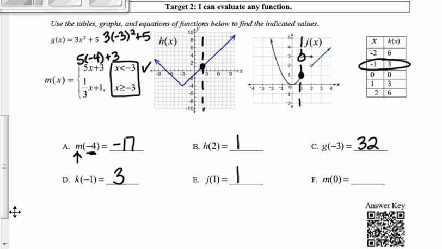And then we have m of 0, so we're going to take the 0 to the m function, which is this piecewise function. And again, we're going to take a look here. Where would 0 make a true statement? It would make a true statement in the second equation, or the second inequality. 0 is greater than -3. So I'm going to plug it into the second equation. 1/3 times 0 is 0, plus 1 is 1.